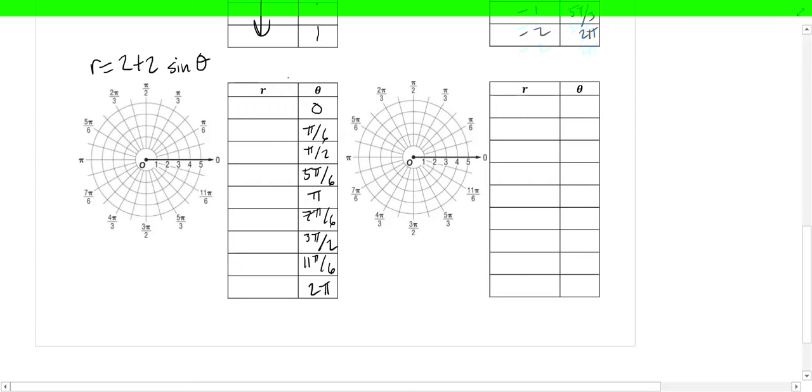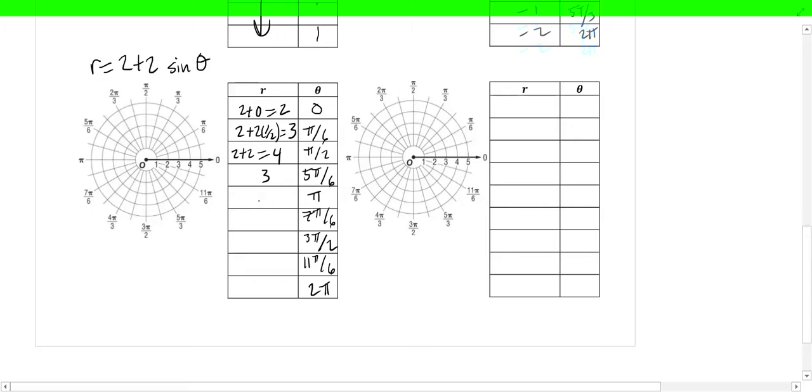All right, when we plug in 0 into sine, it's 0. So this is just 2 plus 0, which just gives me 2. I should write that down. Hang on. 2 plus 0, 2. At pi over 6, it's 2 plus 2 times 1/2. It's 2 plus 1, which is 3. At pi over 2, it's 2 plus 2 equals 4. At 5 pi over 6, it's still 3.